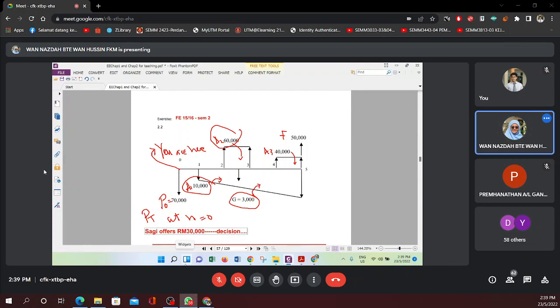Accept or reject? How can you accept the decision? If your P total is less than Sagi, meaning that you accept. Why? What does it mean by P total? The P total means the present worth, cost. Understand? Okay, so if P total is less than Sagi's offer, meaning that you just sell your company and accept 30,000 from Sagi.